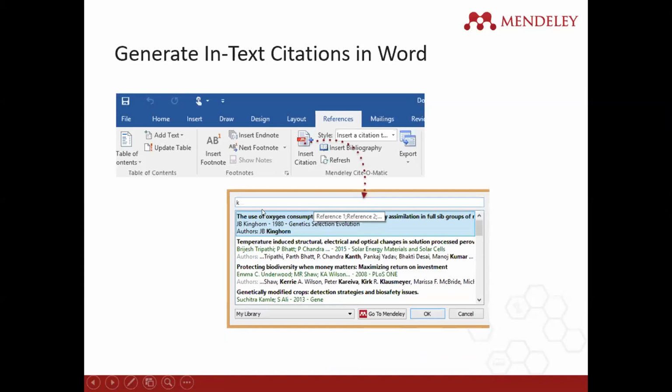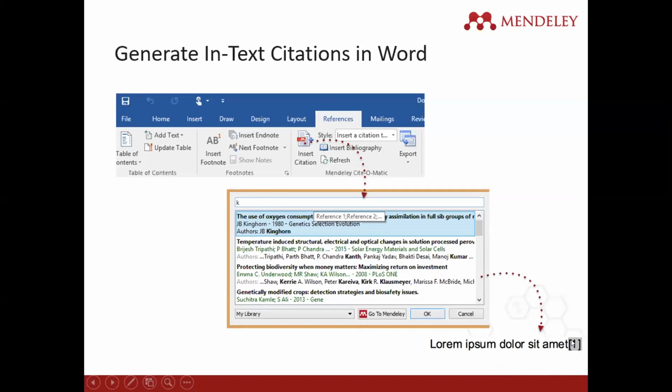Then this feature will pop up. You just key in here the title of the reference or the title of the article that you're going to cite. Maybe you just type in keywords of the title, then you select the document that you have saved in your library. You select that particular document that you are going to cite. After you select, you click OK, and then the citation will appear like this.